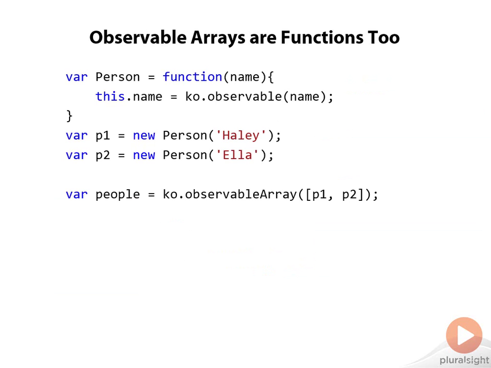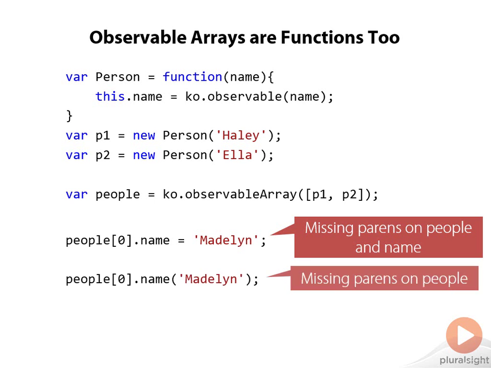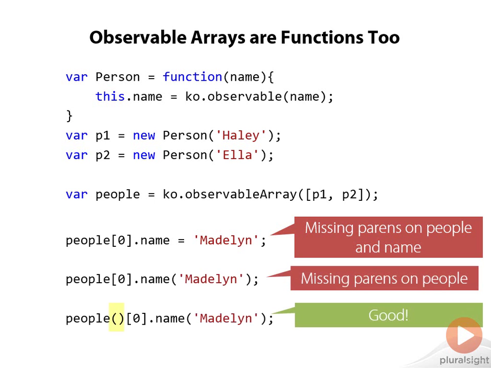So here we've got a person constructor, and we're creating two people, p1 and p2. Now when we try to set the value of Madeline into people's 0th element name, do we have a problem? Well, we certainly do. We're missing parentheses on people, that's an observable array, and on name, that's also an observable. So what if we just do people[0].name and then set Madeline like this? Now we're setting name, the observable, right, but we still left off the missing parens on the people observable array. So the right way to do this is actually say people(), make sure you put the parens there, go get the 0th element, dot name, and set Madeline.